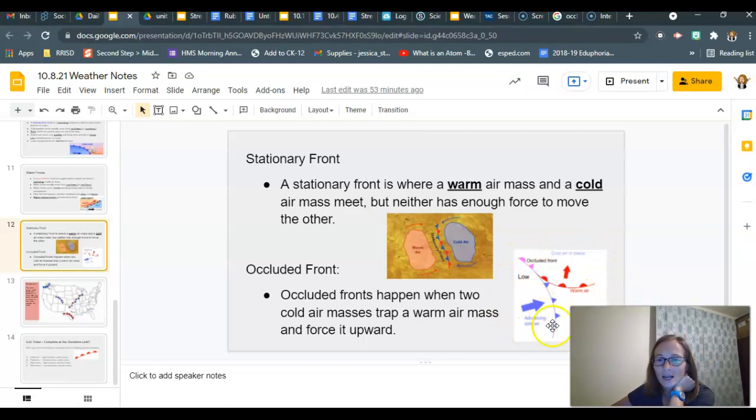Okay, so here's kind of a picture of what's happening. There's an advancing cold front moving to the right or east. There's cold air on top. And then the warm air is getting pushed up by the cold air that's underneath. And then right here, this purple, that's an occluded front.